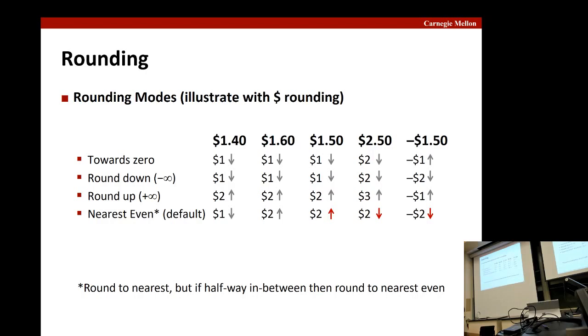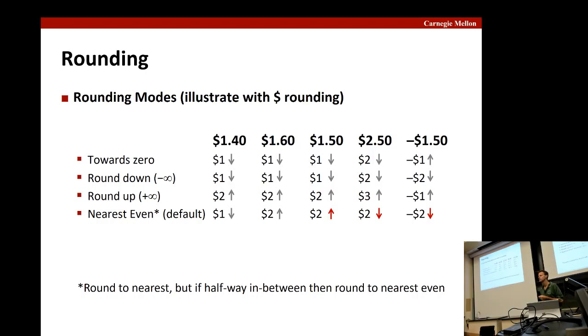But often, an intuitive thing to do is to round to the closest. So if I do that to the nearest, then for the first two cases, it's obvious what to do. For $1.40, the nearest dollar to that is $1. I end up rounding it down. For $1.60, the nearest dollar to that is $2. So I end up rounding up. But now I've got this $1.50, and that's halfway in between. What should I do?